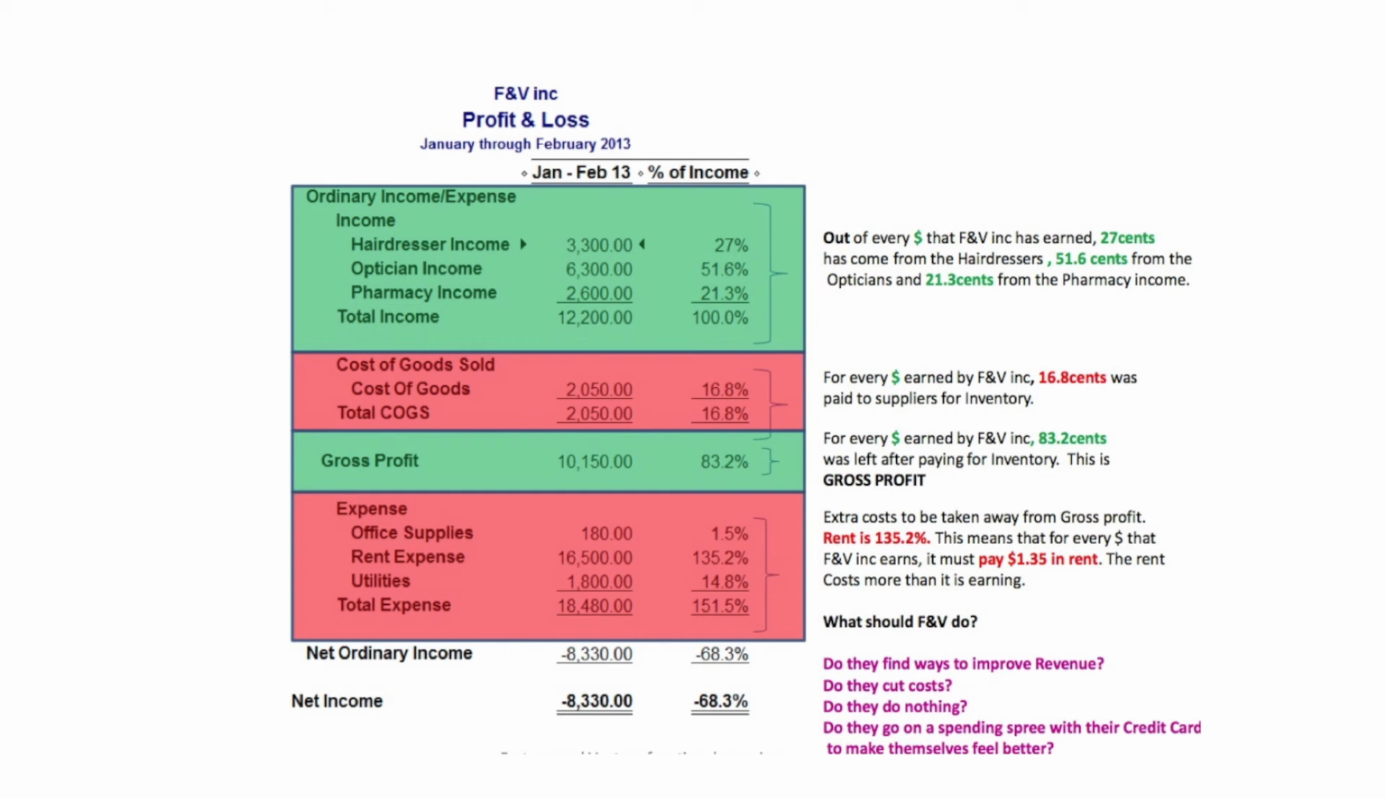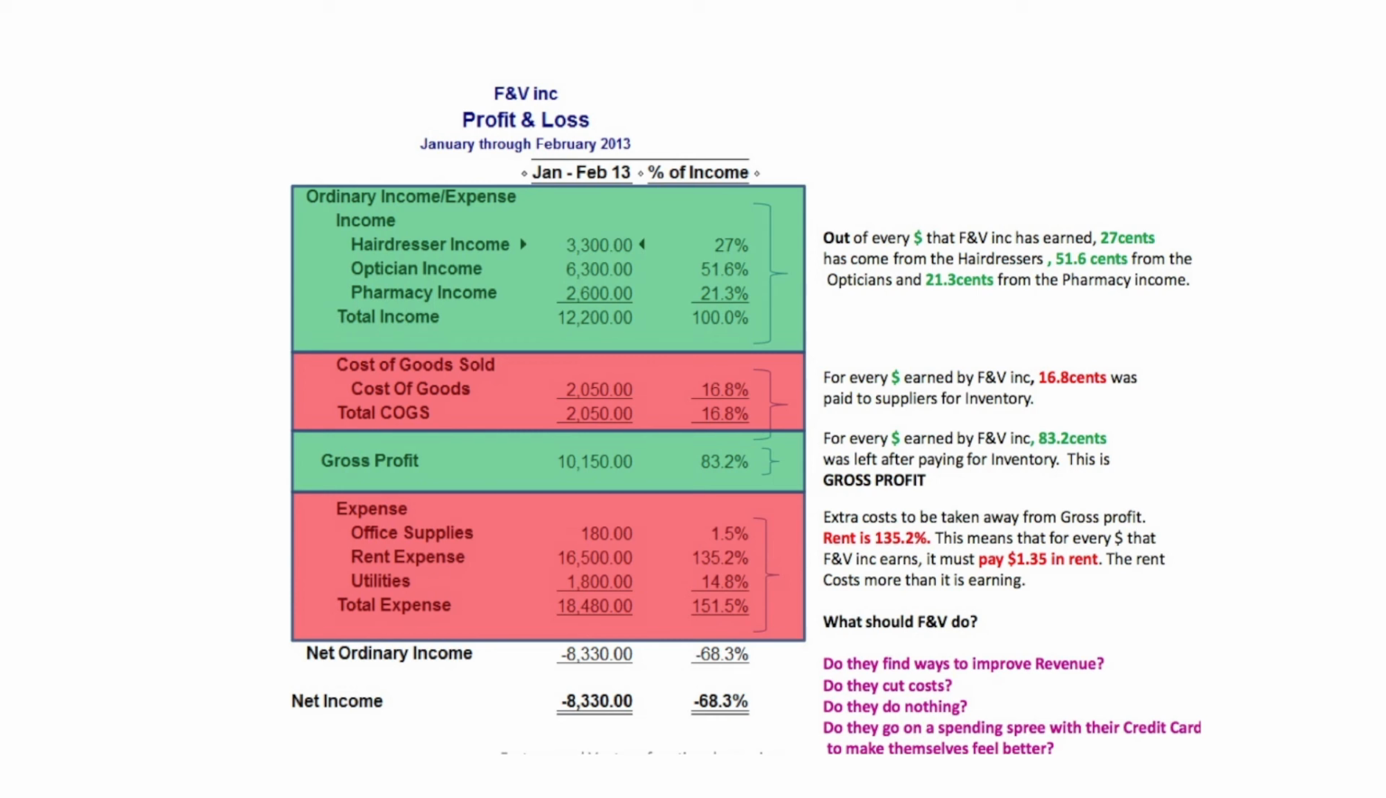For every dollar earned by Fortune & Venture Incorporated, 16.8 cents was paid to the suppliers for inventory. For every dollar earned, 83.2 cents was left after paying for inventory. This is gross profit. Extra costs to be taken away from gross profit. Rent is 135.2%. This means that for every dollar that Fortune & Venture Incorporated earns, it must pay $1.35 in rent. The rent costs more than it is earning.